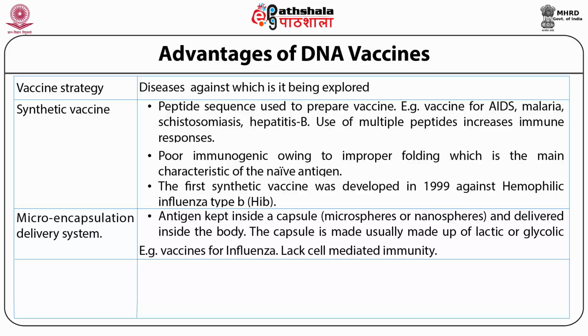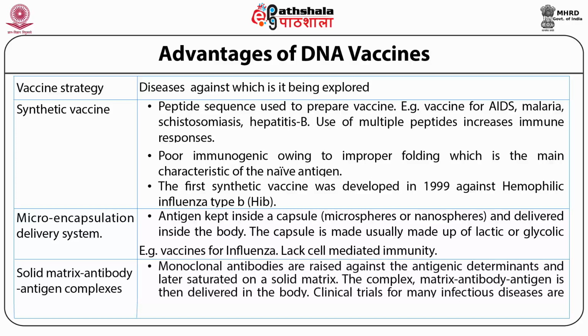The third strategy is the solid matrix antibody antigen complex formation. Monoclonal antibodies were raised against the antigenic determinants and later saturated on a solid matrix. The complex, that is the matrix antibody antigen, is then delivered into the body. Clinical trials for many infectious diseases are carried out for this particular strategy, and it has been seen that it stimulates the T helper cells.